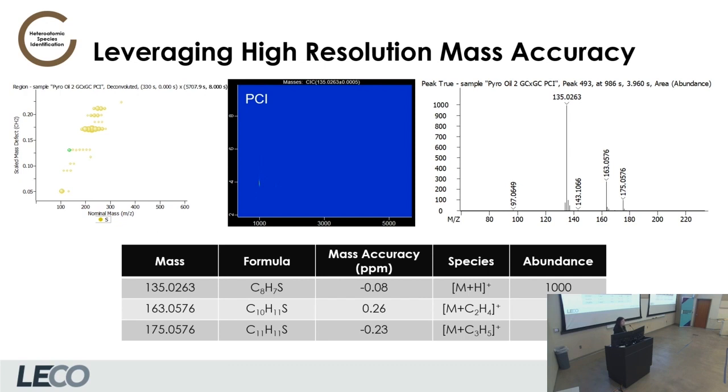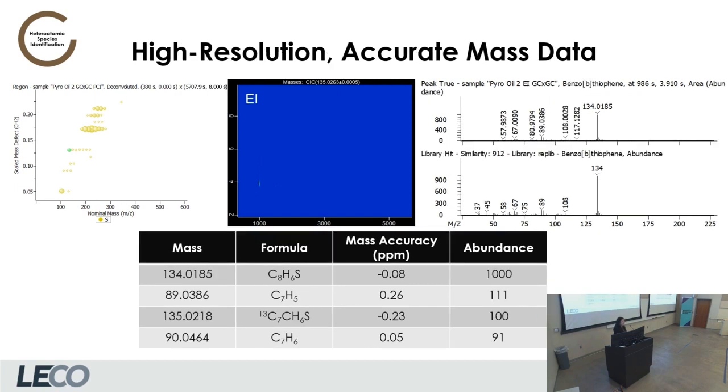And you can see the high mass accuracies here give us good confidence in the formula assignments that we have. This is just from the positive CI. Again, fewer signals when you have more molecular ions present. But you can also go back to the EI where we had the fragmentation information, compare it back to libraries, and then confirm the identification of any given species you have. So in this case, we had a benzothiophene.